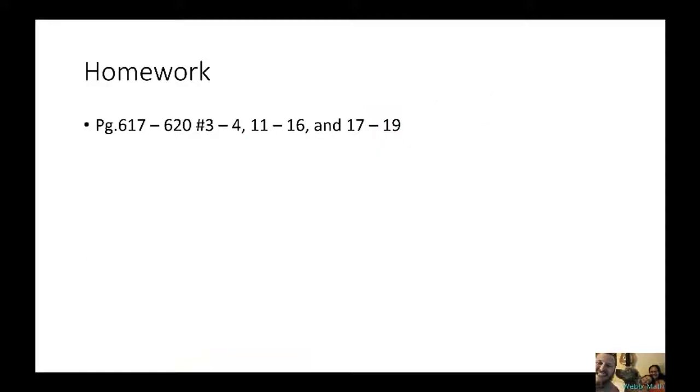Here's your homework, page 617 through 620, numbers 3 through 4, 11 through 16, and 17 through 19. Now, 11 through 16, pretty significant. That's the meat. 17 and 19, there's going to be a problem on your test that's going to be kind of like one of them. I'll give you a hint, cute and fuzzy animal. All right, definitely cute and fuzzy animal. All right, good luck.